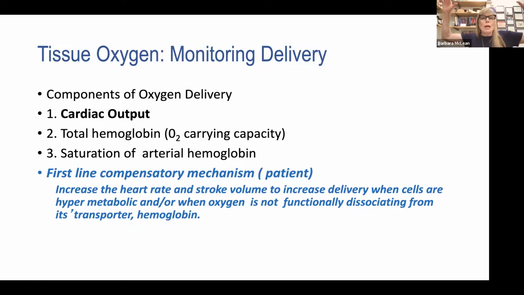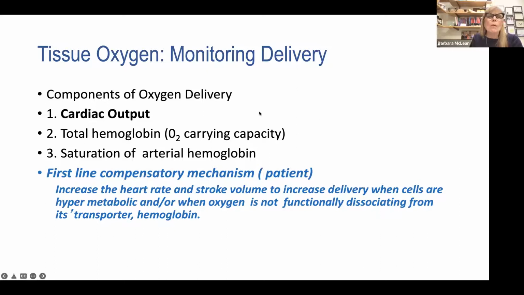So remember, if SvO2 is less than 60% and the patient is acidotic, you will increase their cardiac output and you will increase their hemoglobin. Now, if they're not acidotic, you will probably increase their cardiac output, but you won't necessarily increase the hemoglobin unless it's less than 8. The least important component here is the saturation of that hemoglobin in the arterial bed. Typically, we say if you're greater than 88% saturated, you're doing okay.